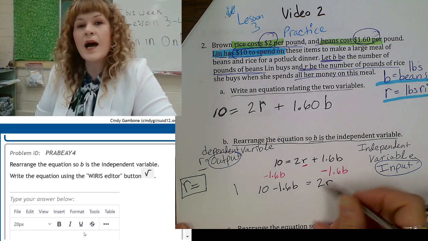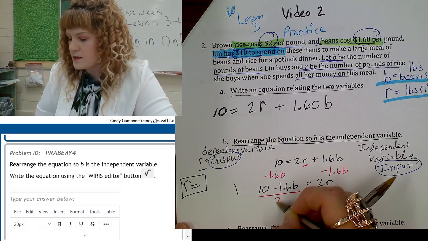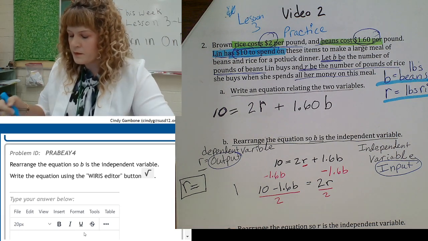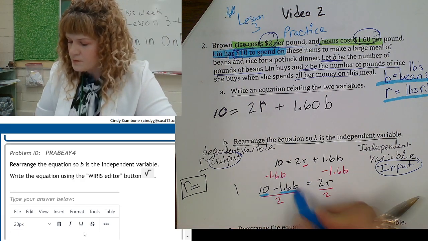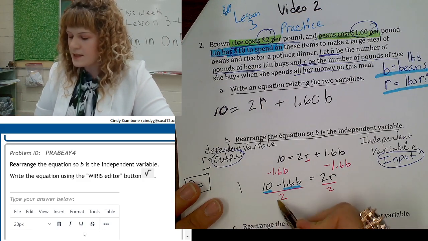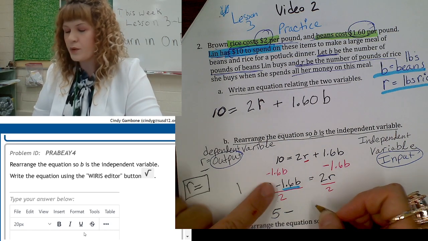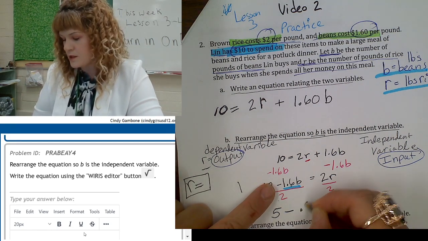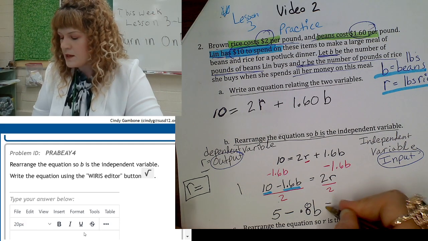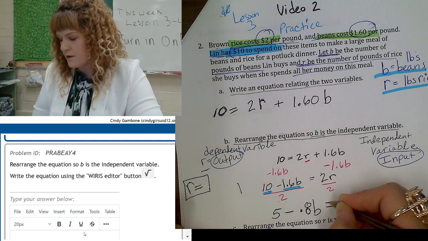Now I still need to isolate the r, so I'm dividing both sides by 2. When you divide the left side, you have two terms here. Both of them get divided by 2. So that's 10 divided by 2, which is 5, minus 1.6 divided by 2, which is 0.8b, equals, and then 2r divided by 2 is just r.